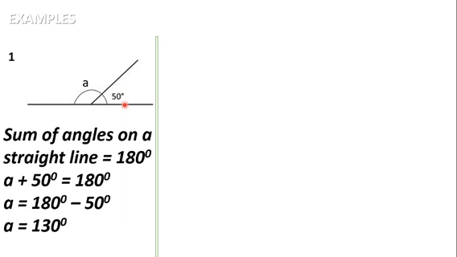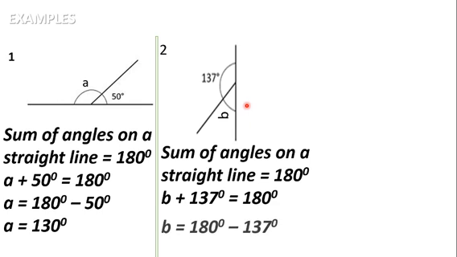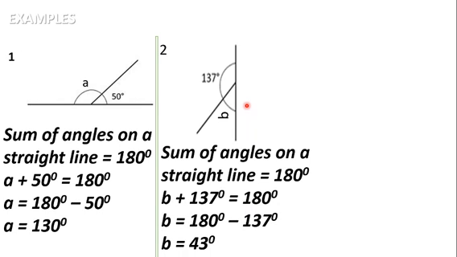The second question is basically the same thing. A straight line, sum of angles is 180 degrees, and the angle has been divided into B and 137 degrees. So if I had B and 137 degrees together, it will give me 180 degrees, and then I'll subtract that. B would be equal to 180 degrees minus 137 degrees, which would give me 43 degrees.